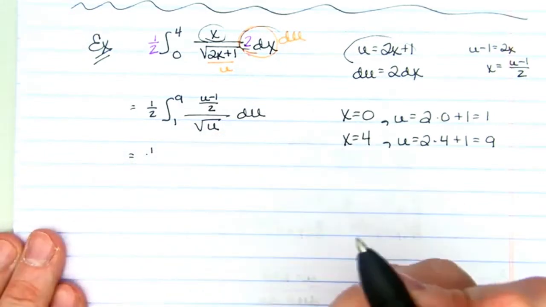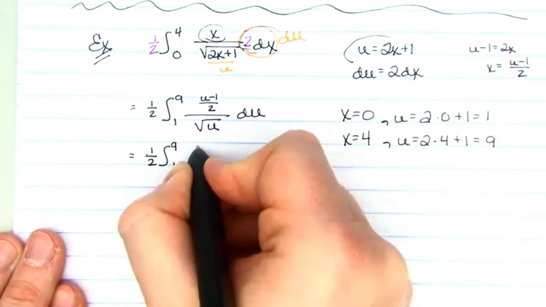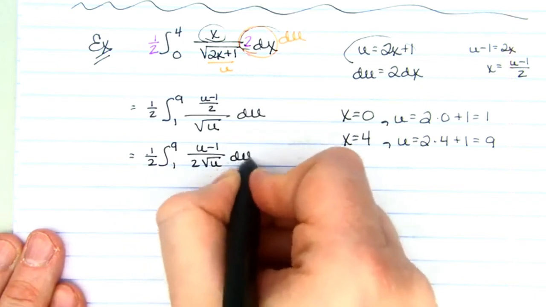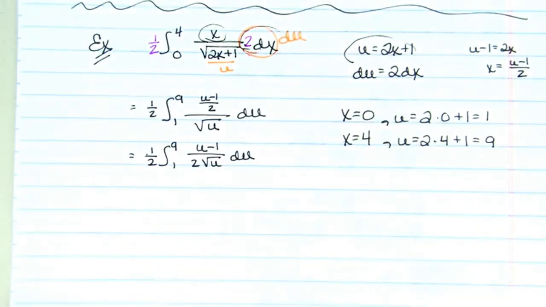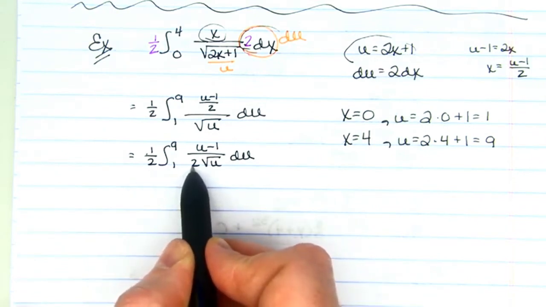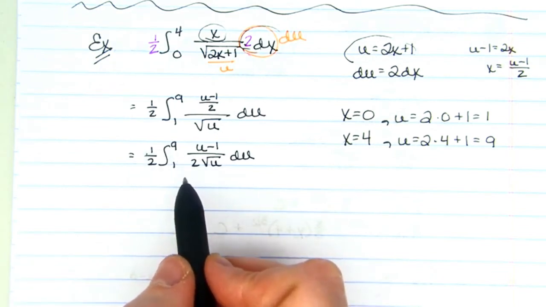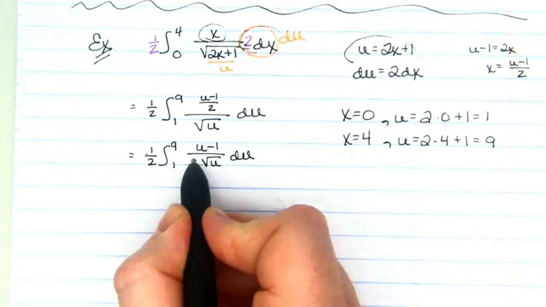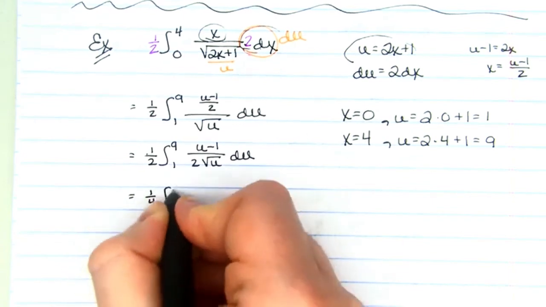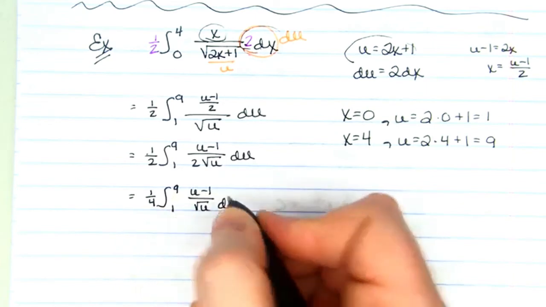Okay, I clearly have some cleaning up to do here. This is 1/2 times the integral from 1 to 9 of (u minus 1) over 2 root u du. This 2 in the denominator, I'm just going to move up front. Don't think use substitution, just think constant multiplier rule. Move this 2 that was in the denominator up front to get a 1/4 times the integral from 1 to 9 of (u minus 1) over the square root of u du.